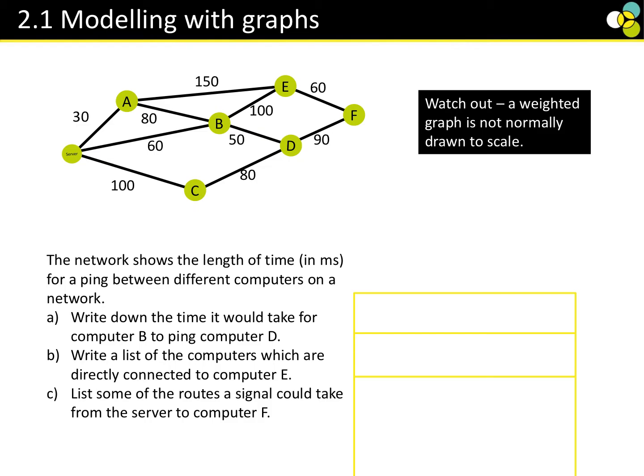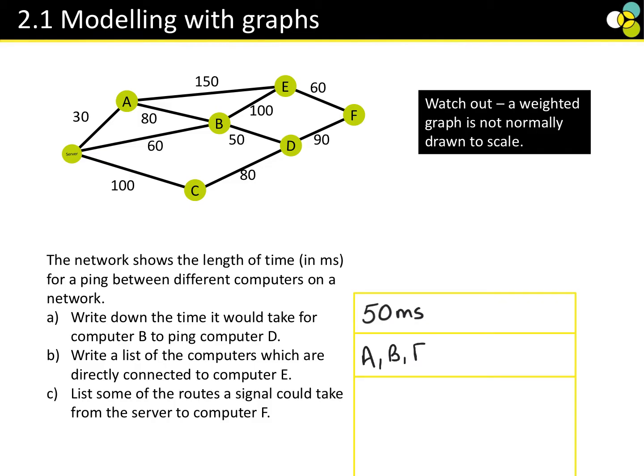The network shows the length of time in milliseconds for a ping between different computers on a network. Write down the time it would take for computer B to ping to D. So we're going to have a look at B, and to get to D, it's going to take 50. Now, there are other ways we can get to D, but at the minute, we're just going to choose the one that's straight away. Write a list of the computers which are directly connected to computer E. If I have a look at E, directly connected, we've got A, B, and F. Those are the ones that are directly connected.